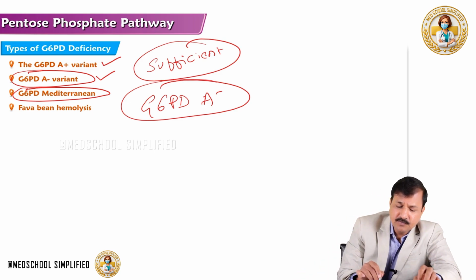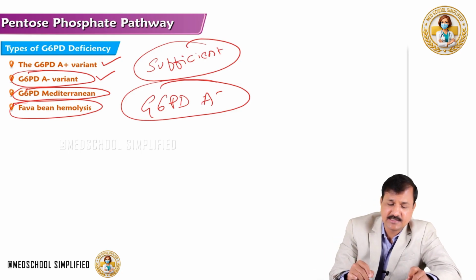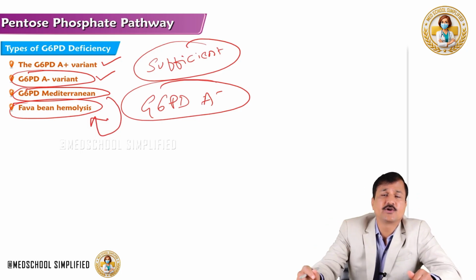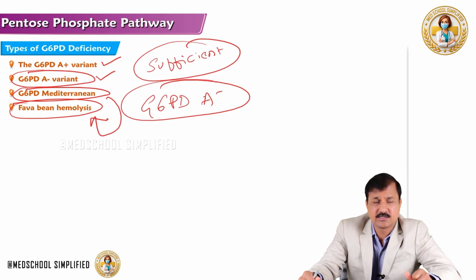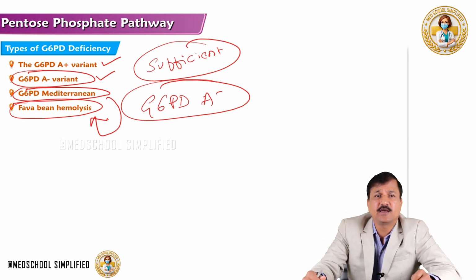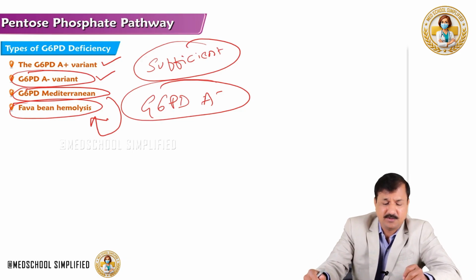So now, fava bean hemolysis. The fava bean hemolysis is seen in the G6PD A minus Mediterranean variant. These people show high sensitivity to the consumption of fava beans, leading to severe hemolysis following consumption of fava beans. Favism, which is seen in G6PD A minus Mediterranean, is simply put as fava bean hemolysis.